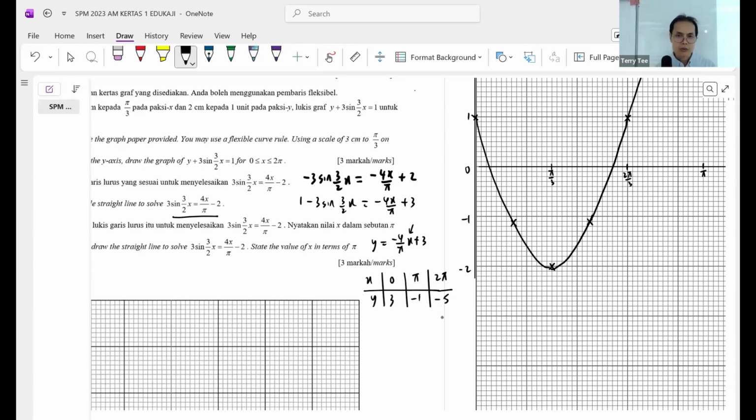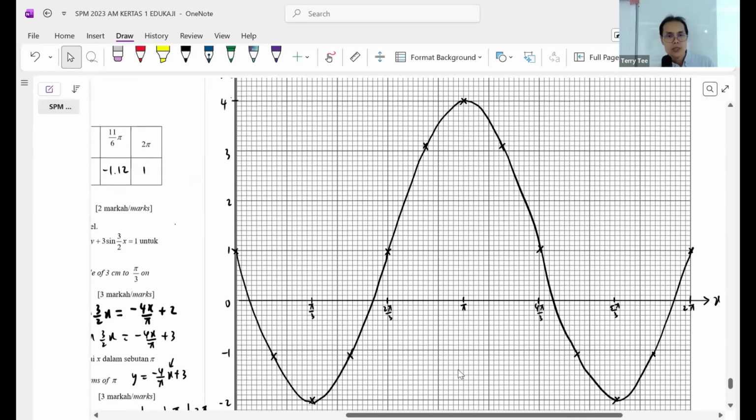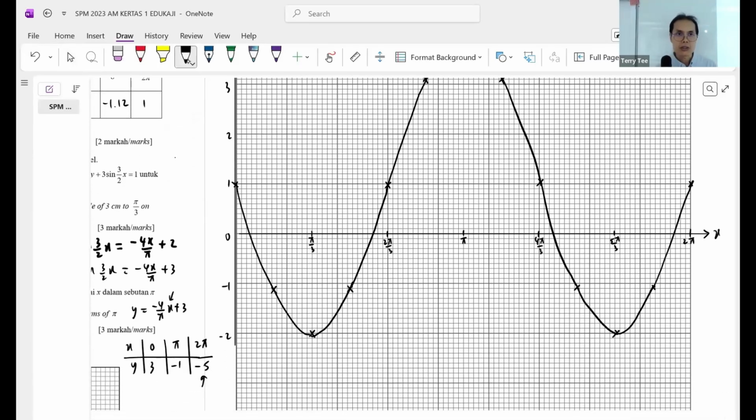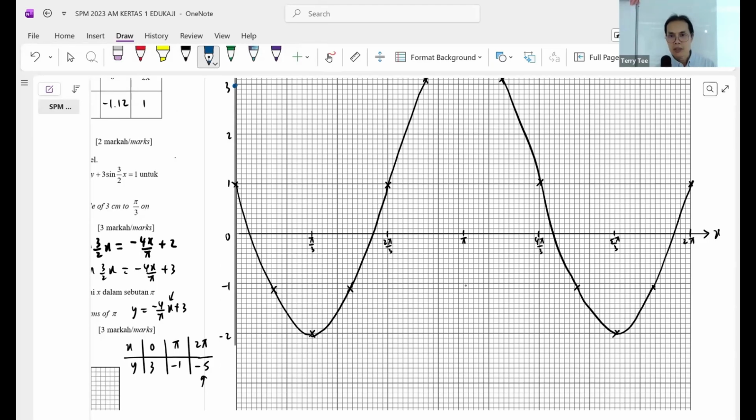Okay, I think this is out of bound. So this is out because I don't have enough space. I go down to negative 1 only, right? So based on this table, 0, 3, pi, negative 1. So where is 0, 3, pi, negative 1? I'll just use a different color just to make a point. 0, 3 is here. Pi, negative 1 is over here. Use a ruler, join this together. So your straight line is this. So this is y equals negative 4 over pi x plus 3.